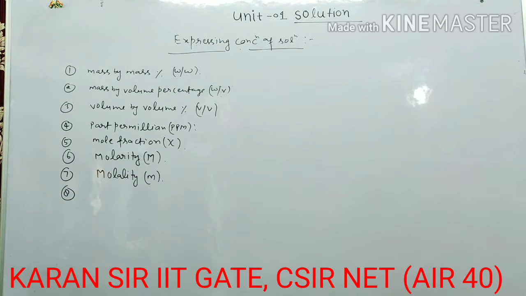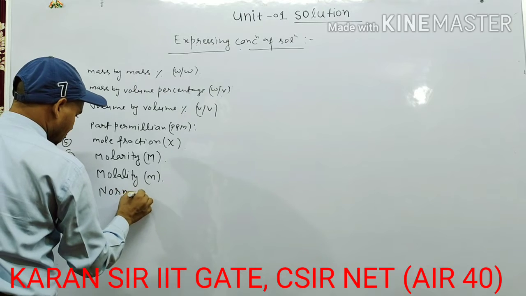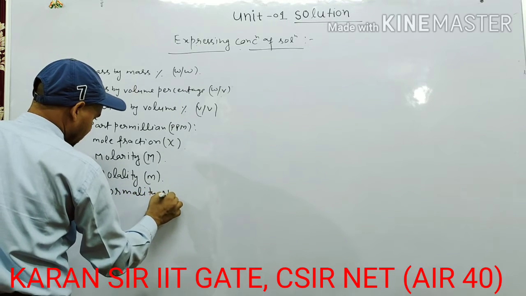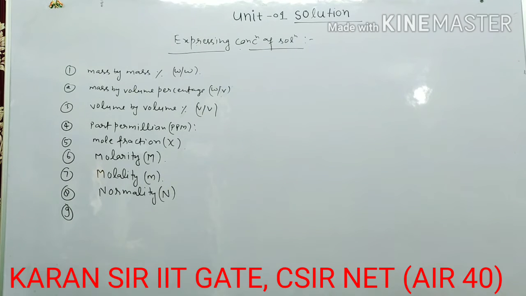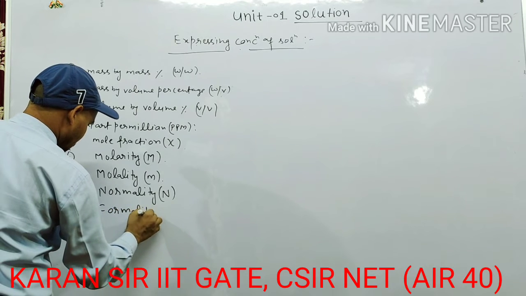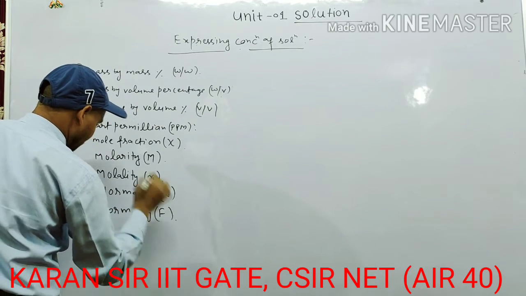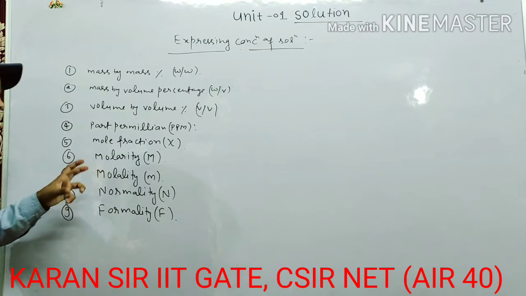And next one is normality, it is represented by capital N. And next one is formality, it is represented by capital F. So these are the complete representations to express concentration. In this way we can express the concentration of a solution. So we will describe them one by one.